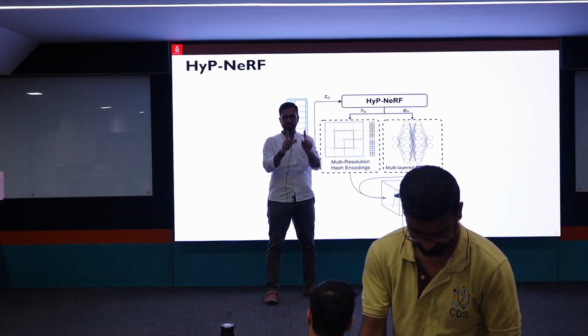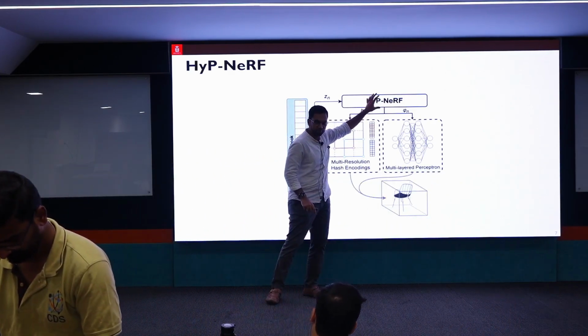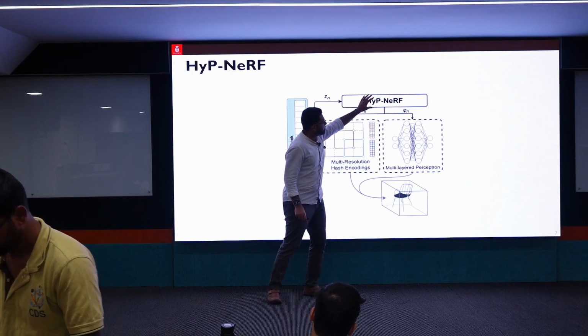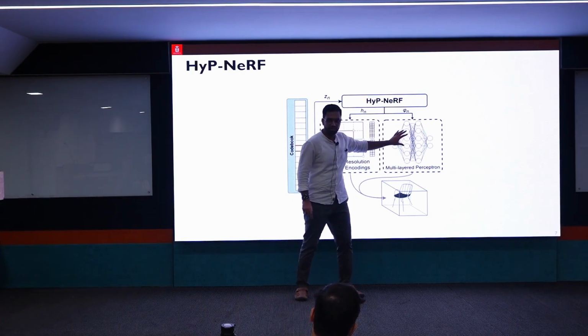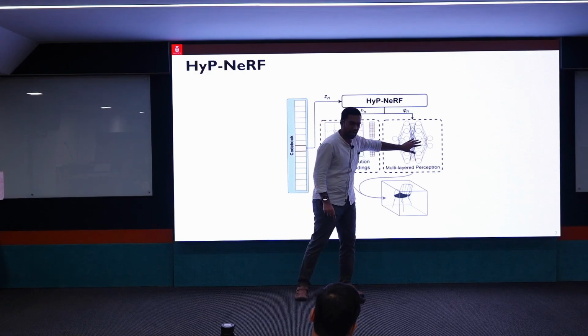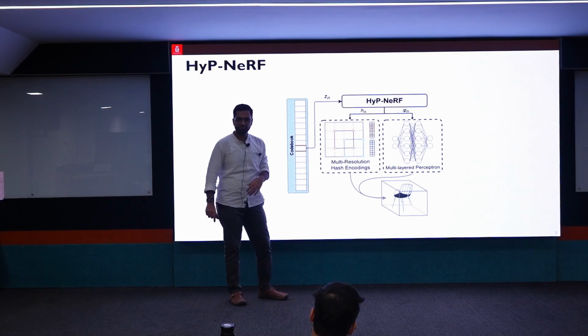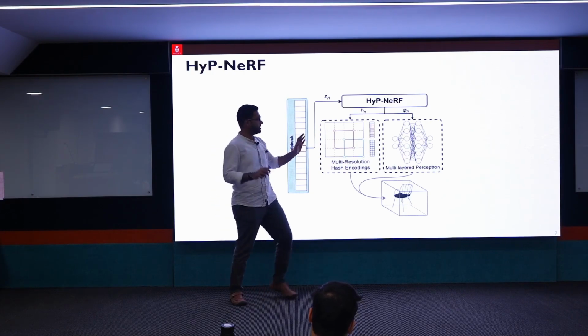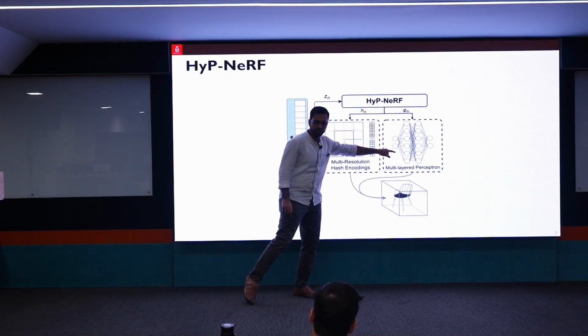So we have two networks. Inside this is just the hypernetwork, and it predicts the weights of a NeRF neural network, okay? That's what we have here on the right, and for the sake of this discussion, let's ignore what's on the left. It's a very, very simple architecture: we just have a hypernetwork that predicts the weights of my NeRF network.